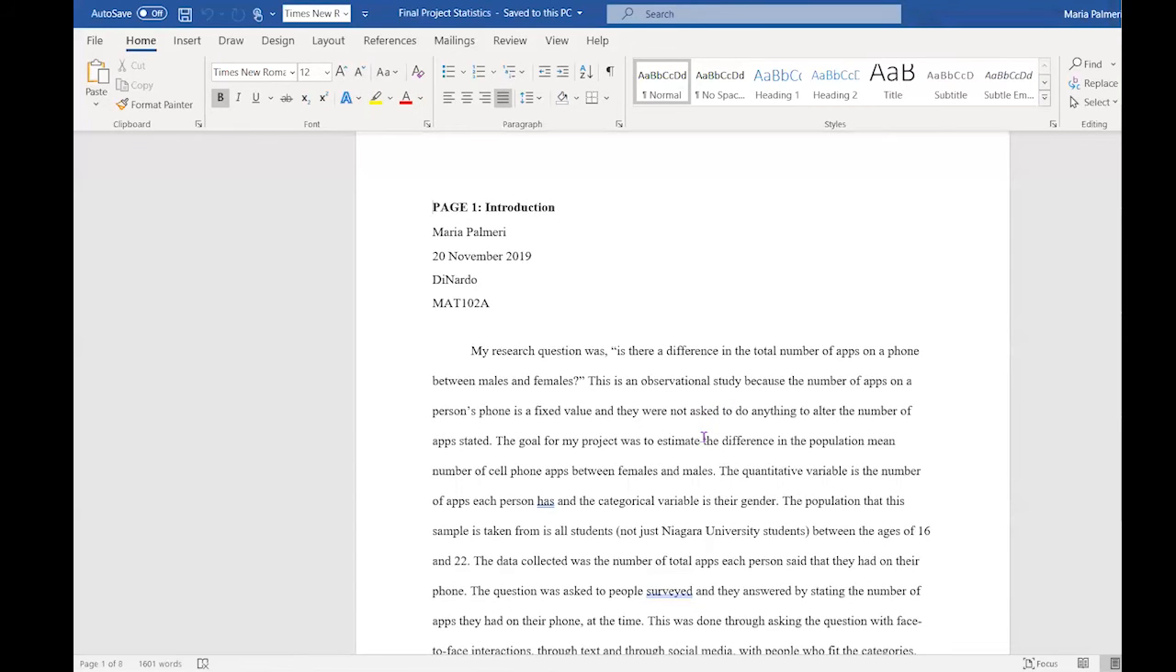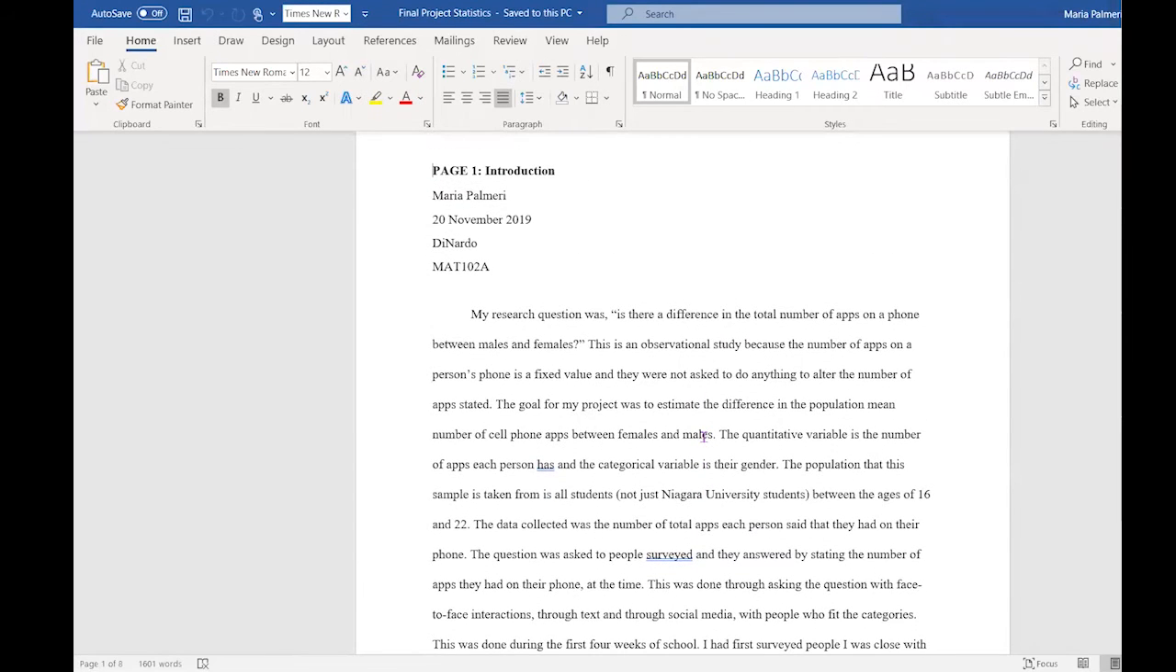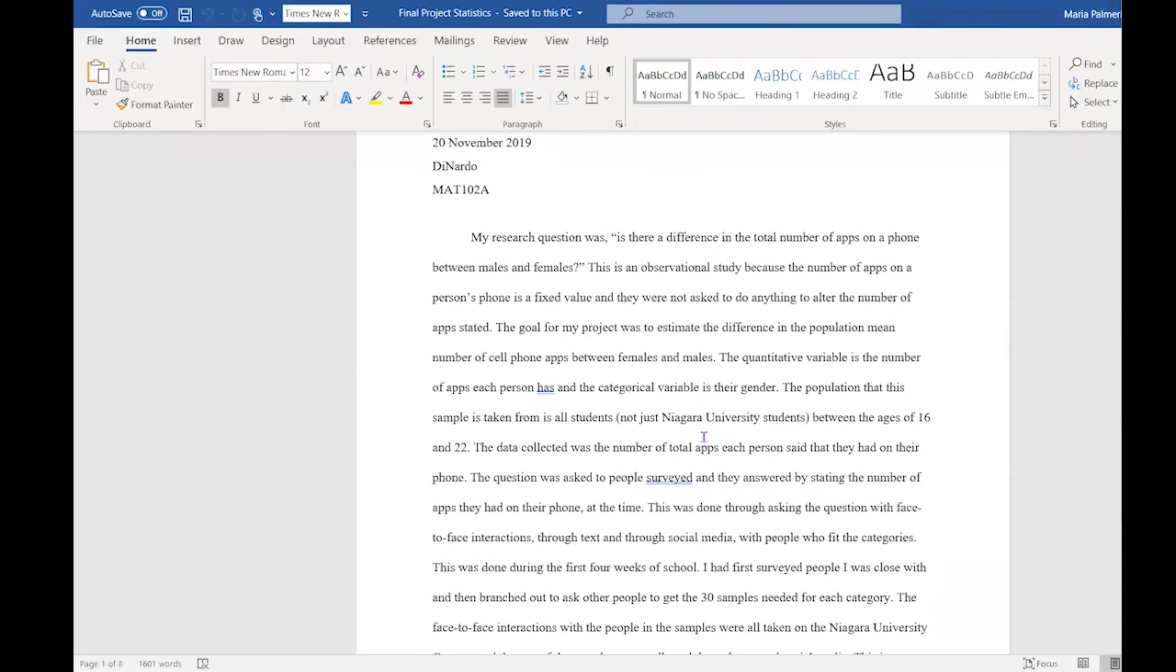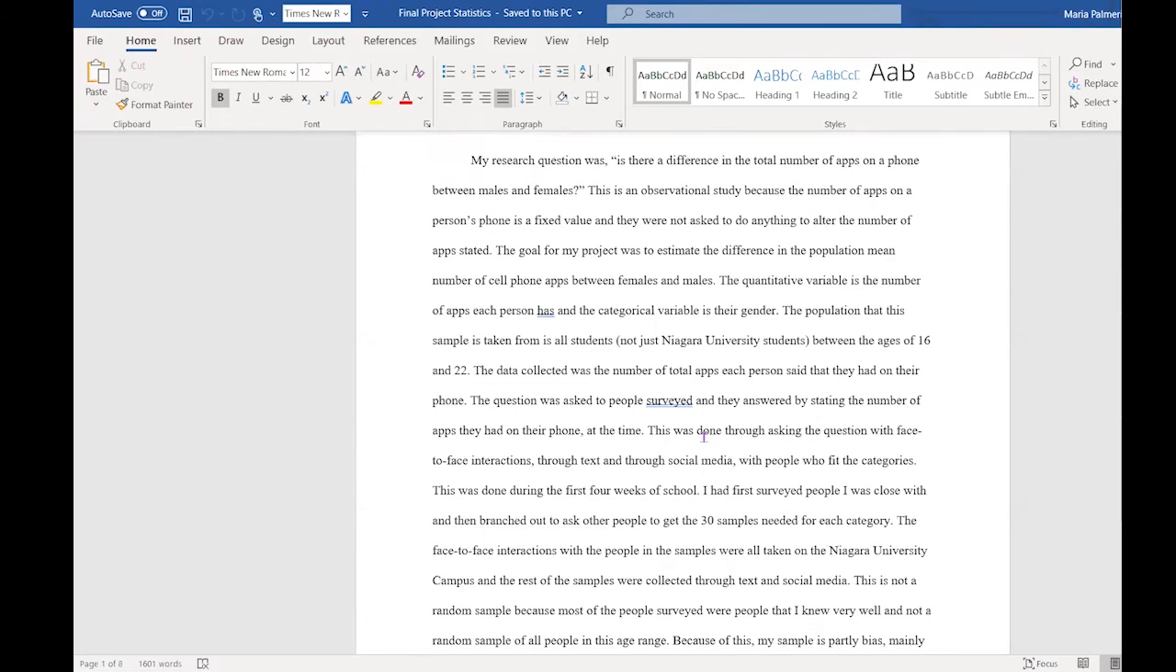I'm not sure if you guys have an introduction part, but this is basically what is said with your question. What are you trying to find? Are you trying to find the difference between male and female GPAs? Are you trying to find how many siblings one has versus if they wear glasses or not? You can kind of have fun with it too.